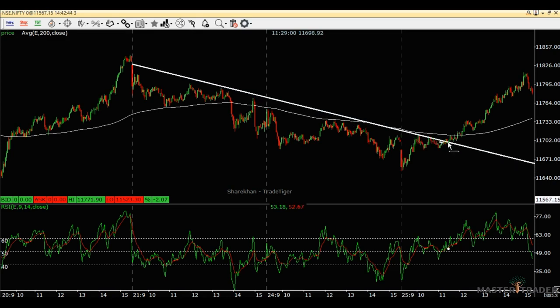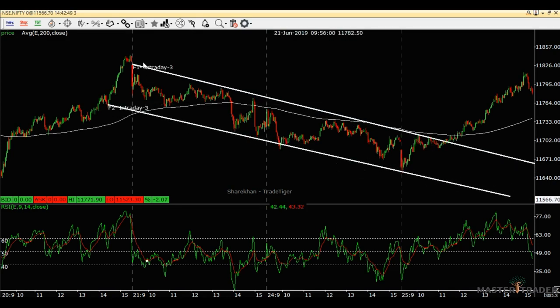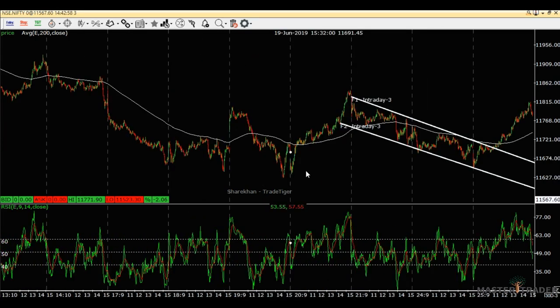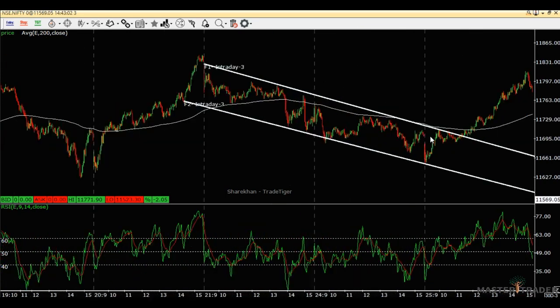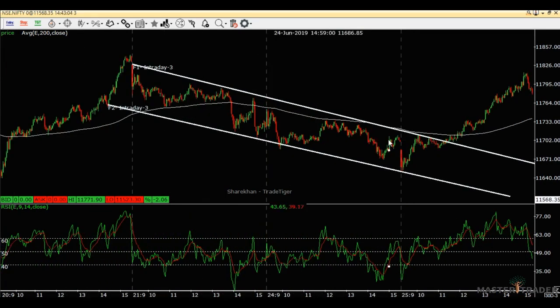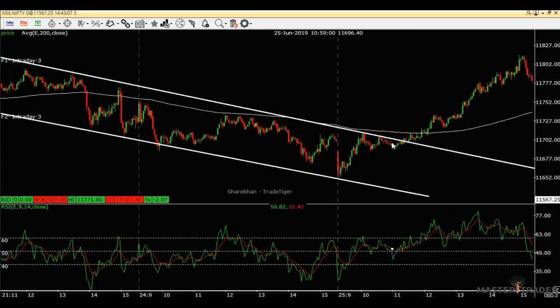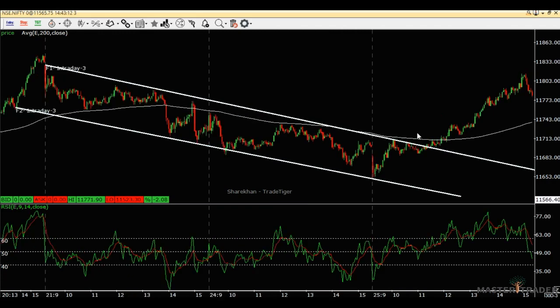If I draw a trend line like this and a trend line like this, can we see that Nifty for the past 2 days was trading in this falling channel pattern? A lot of consolidation going on, and maybe this was just a pullback to the rise we got earlier. Today, 25th June, Nifty starts to break out. So even as per our first section, section 1, this would have been a good trade.